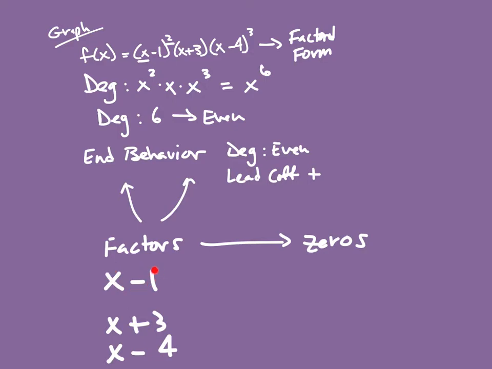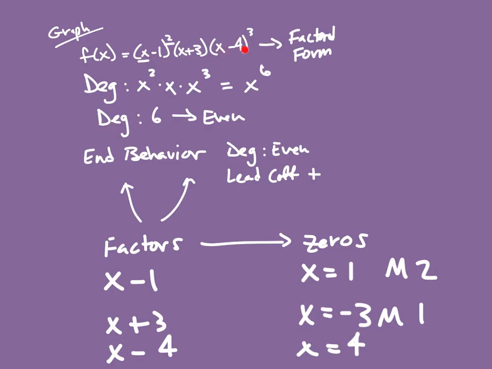Once you've got something in factored form, x minus 1 equals 0 means x is equal to positive 1. For x plus 3, it's always the opposite, so your zero is at negative 3. And when you have x minus 4, your zero is at positive 4. Now as I look at the exponents, it's how many times does this factor appear? So x minus 1 appears twice, so it has multiplicity 2. The x plus 3 factor occurs once, that's multiplicity 1. And then x minus 4 occurs with multiplicity 3.